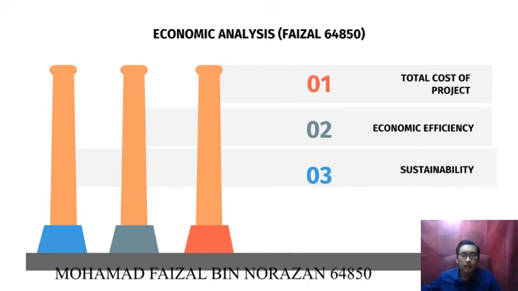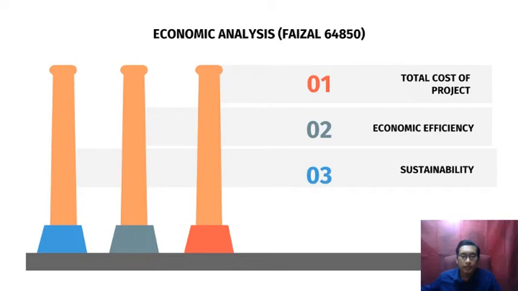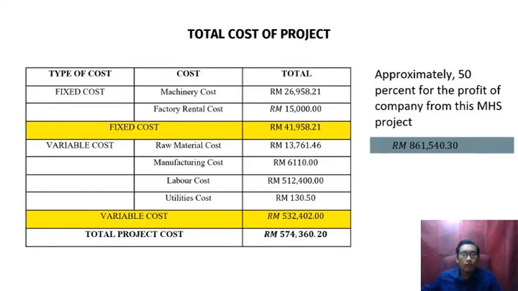Economic analysis covers total cost of project, economic efficiency, and sustainability. Total cost of production is the sum of fixed cost and variable cost. Fixed cost is the cost that does not vary due to the increase of the production rate, and the variable cost is the cost that increases and decreases due to the change of production rate.